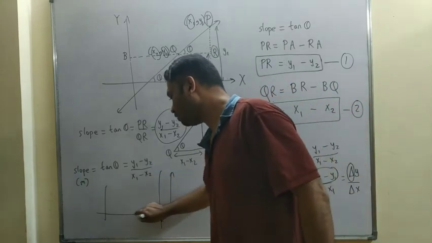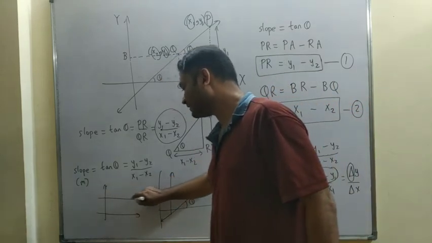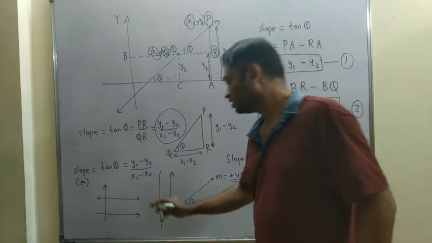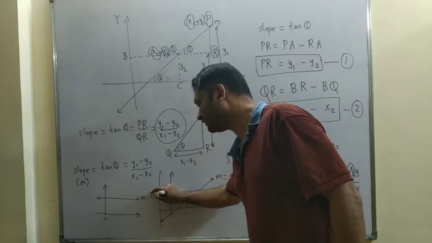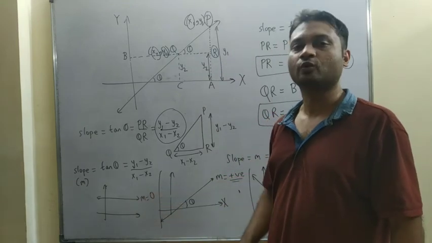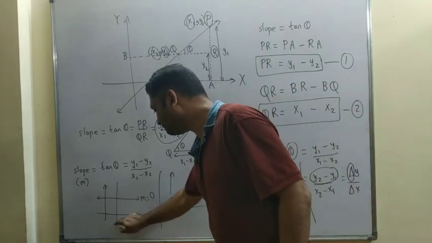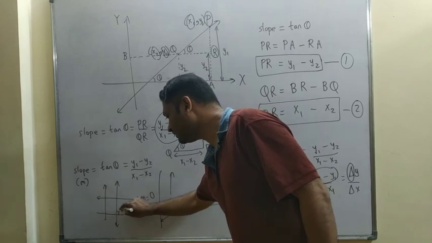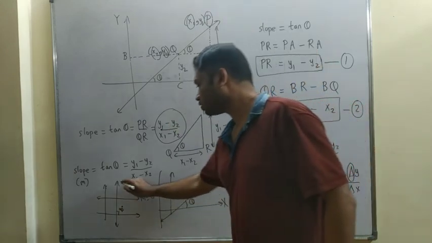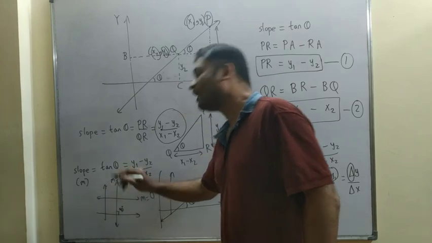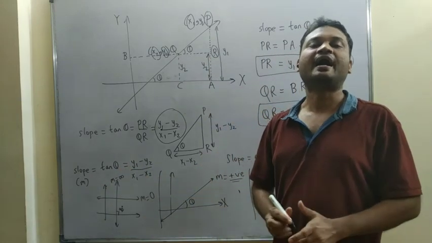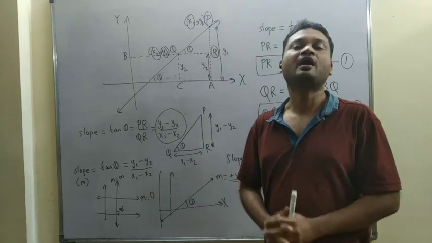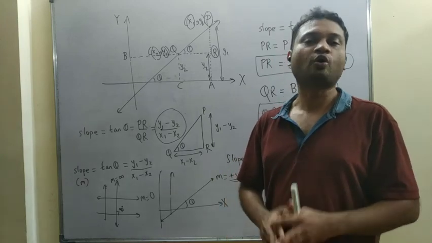Similarly, if we talk about a line which is parallel to the x-axis, in this case we have no angle with the positive x-axis. So the slope of this line will come out to be tan of 0, which is 0. And if we have a line which is parallel to the y-axis, it makes 90 degrees with the positive x-axis. So the slope of this line will be tan of 90. Tan of 90 is undefined, we can say infinity. So these are the concepts which we should remember while understanding slope in coordinate geometry.